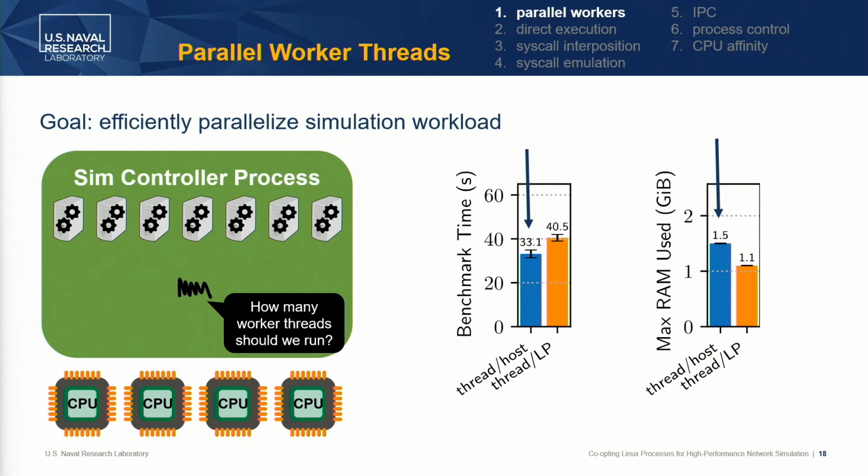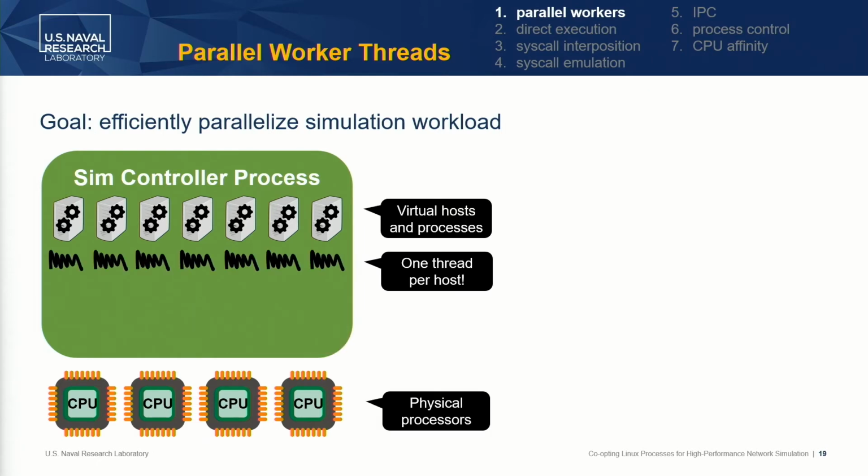But it's faster, so this depends on your simulation environment or your host machine. If you don't have memory as a concern, then you can get away with that. But this is a configurable option that you can choose as you run these simulations. So we're going to choose 1 host per thread because it has better performance. Now, you'll note here that this means we're running 7 threads on 4 CPUs.